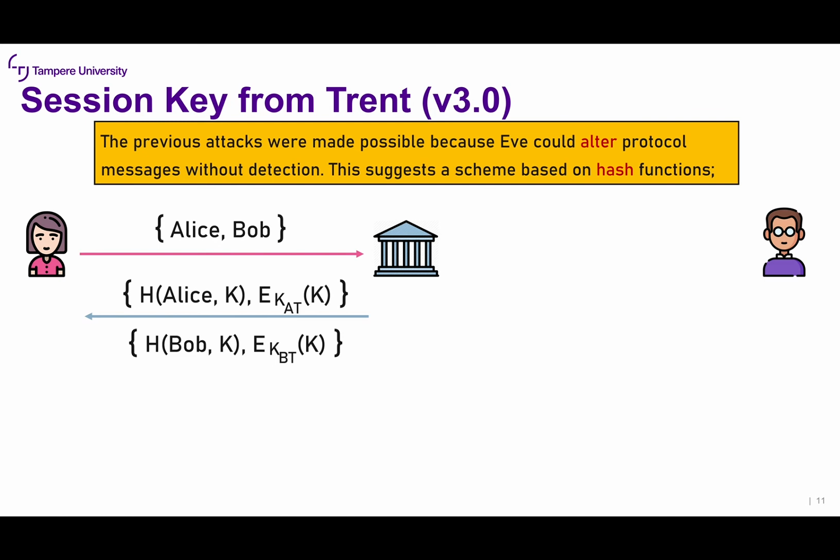So basically, you can calculate those hashes on your own and check if they are the same as the ones you received that were sent from Trent, right? And if they are equal, everything is good. If they are not equal, it means that someone changed something en route.